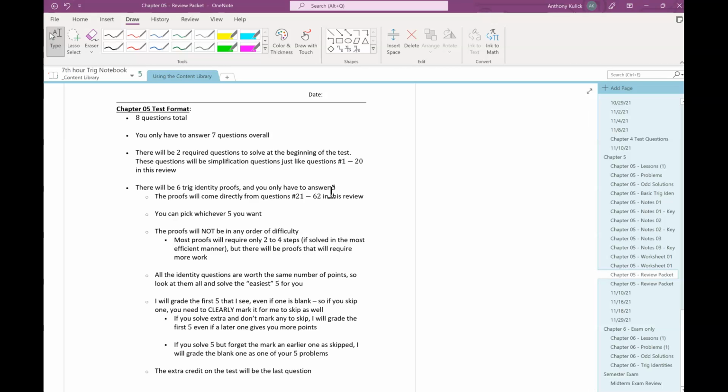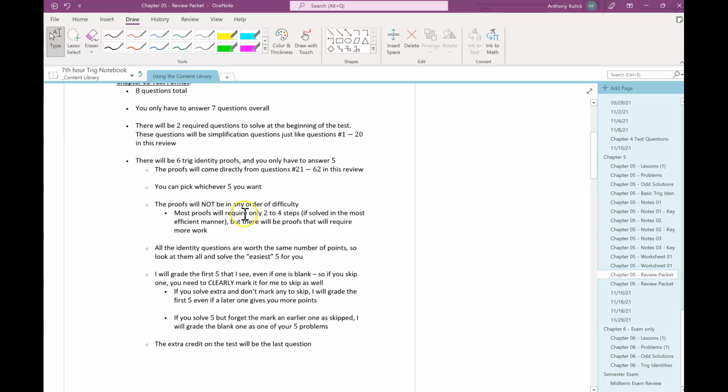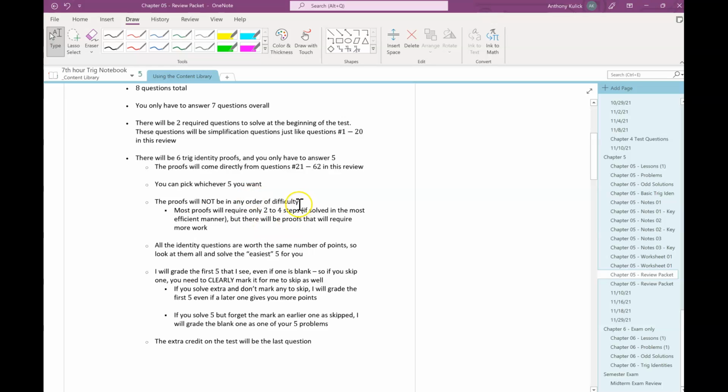Okay with that? So you have a little bit of choice there. You don't have to do all of them. Those are going to come exactly from questions on the review. So the review, 21 through 62, are all identity proofs. The 6 questions on your test are going to come from that set, and you can pick whichever 5 you want to do. They're not going to be ordered in difficulty. They're typically going to require 2 to 4 steps if solved efficiently, but there might be proofs that require more work.